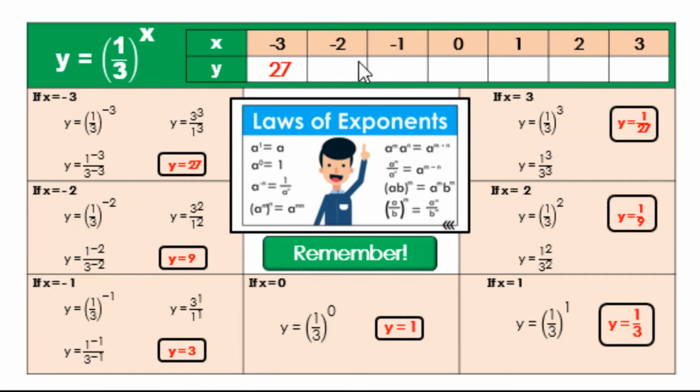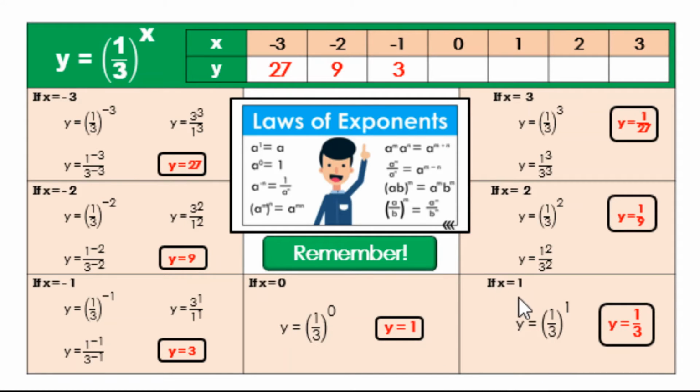So if your x is negative 2, the value of y is 9. If your x is negative 1, the value of y is positive 3. Now let us proceed to x is equal to 0. So applying the law of exponent, we have a 0 exponent. So y is equal to 1/3 raised to 0 is equal to 1. That is according to the law of exponent.